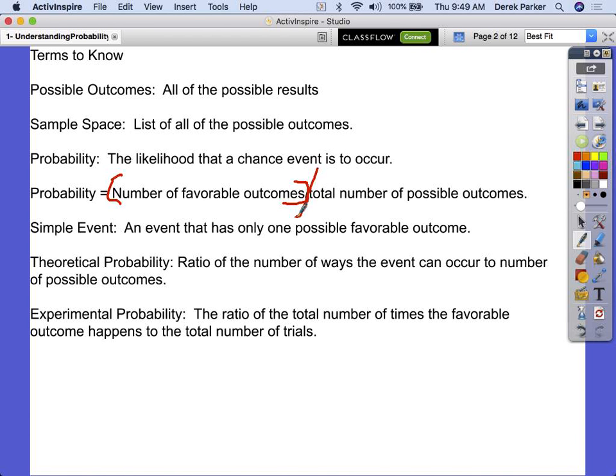And then there are two different types of probabilities you'll be learning about today. One is theoretical. Theoretical, in theory, this is what should happen. It's the ratio of the number of ways the event can occur to number of possible outcomes. And then you have experimental probability, and it's exactly what it says. It is when you're experimenting to find the ratio of the total number of times the favorable outcome happens to the total number of trials. And in theory, it should be very close to your theoretical probability.